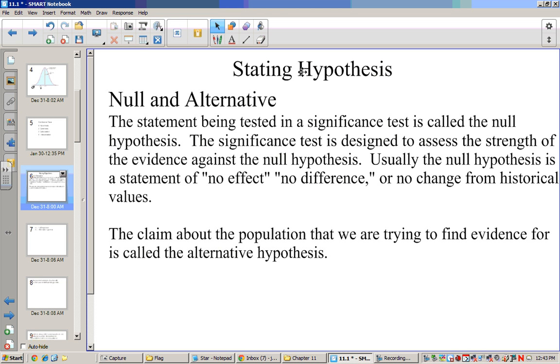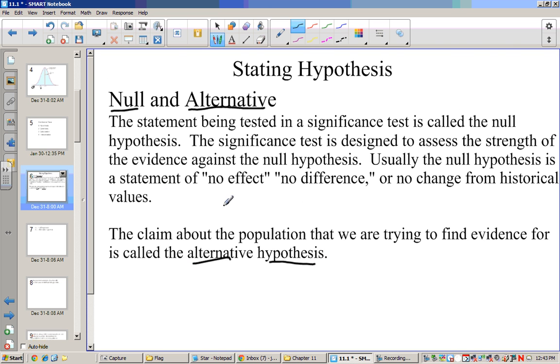Now, when we state these hypotheses, there are two hypotheses: the null hypothesis and the alternative hypothesis. The statement being tested is called the null hypothesis. That's the thing that we previously have thought of. Usually, the null hypothesis is a statement of no effect, or no difference, or no change from what we had before. The claim that we want to prove evidence for is called the alternative hypothesis.